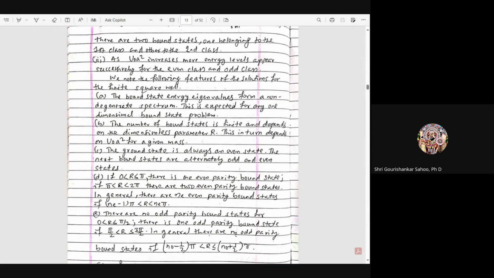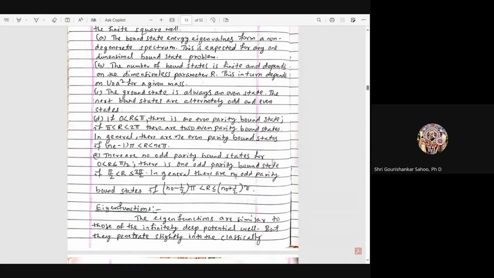There are no odd parity bound states for 0 smaller than r smaller than or equal to pi by 2. There is one odd parity bound state if pi by 2 is smaller than r smaller than or equal to 3 pi by 2. In general, there are n0 odd parity bound states if (n0 minus half) multiplied by pi is smaller than r smaller than or equal to (n0 plus half) multiplied by pi.